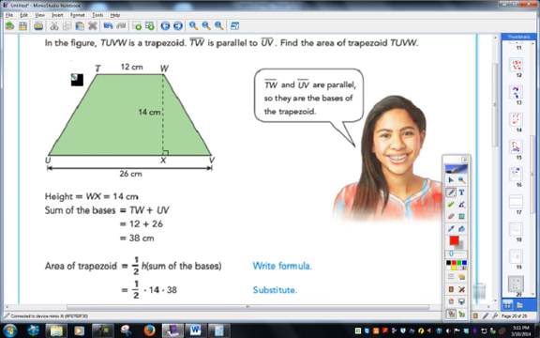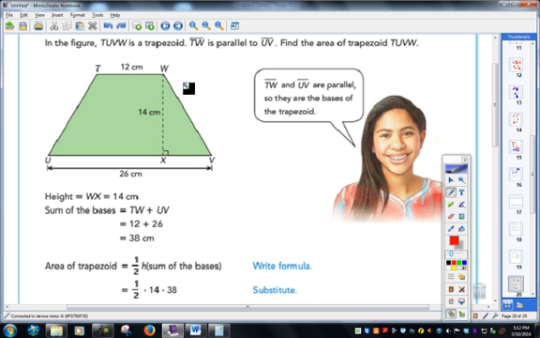Now, real quick, what if this was 8 centimeters? Would that matter? No. We don't bother with any of these angled sides when we're doing area. Now, perimeter, obviously we'd need them.